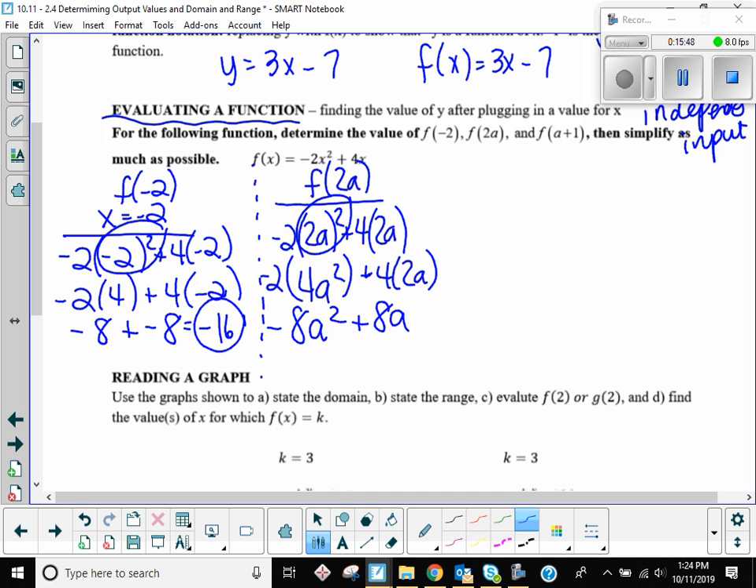And then you think, okay, can I do any more math? Can I combine like terms? And the answer here is no, because they're different. One's an a squared and one's not. So if you can't do anything, you don't do anything. You just leave it. And that's your answer. Okay. We have one more to do before we move on to the graphs.